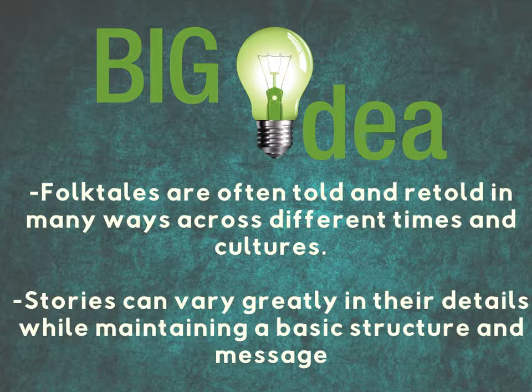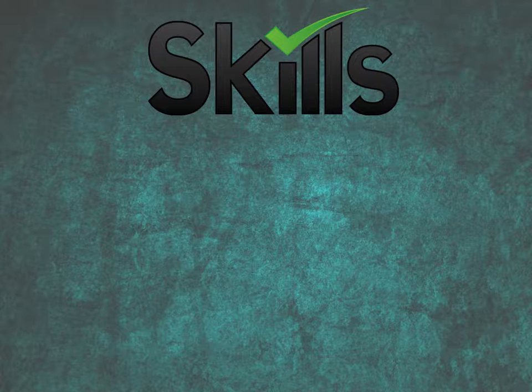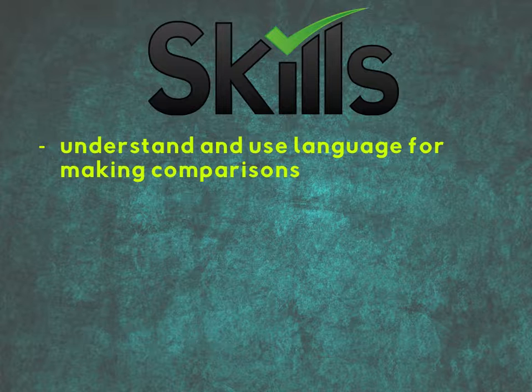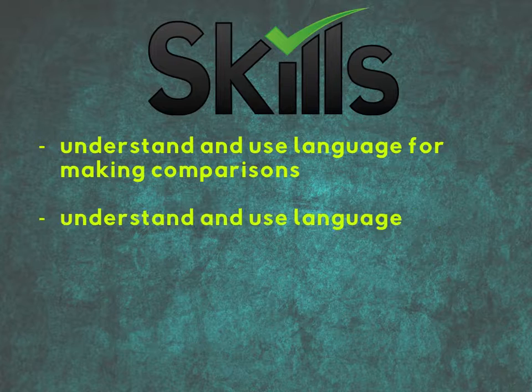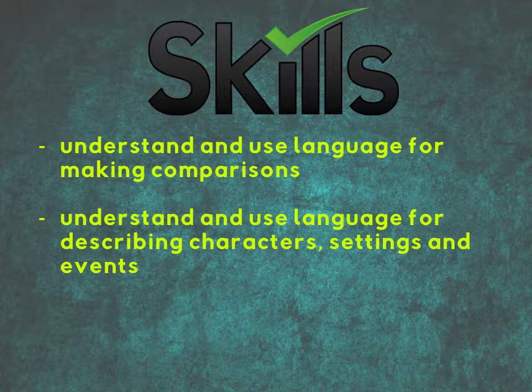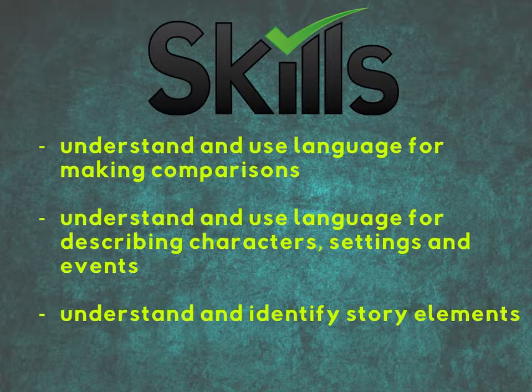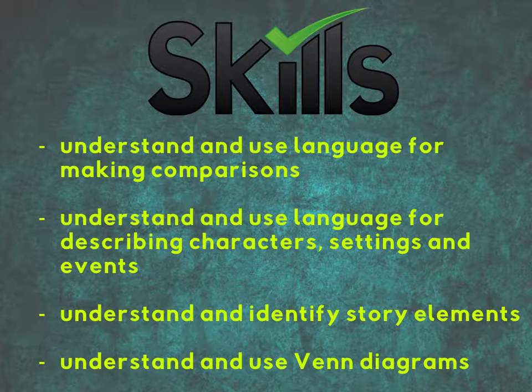The skills the students are going to need to meet this standard include being able to understand and use language for making comparisons, being able to understand and use language for describing character settings and events, being able to understand and identify story elements, and being able to understand and use Venn diagrams, which are the most appropriate kind of graphic organizer to use for a compare and contrast activity.